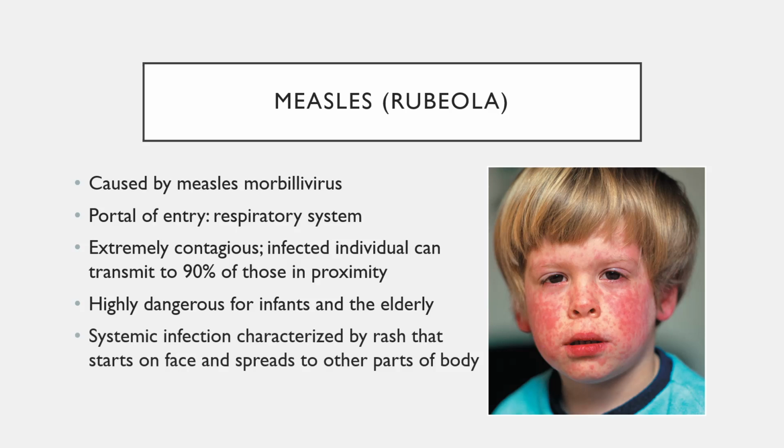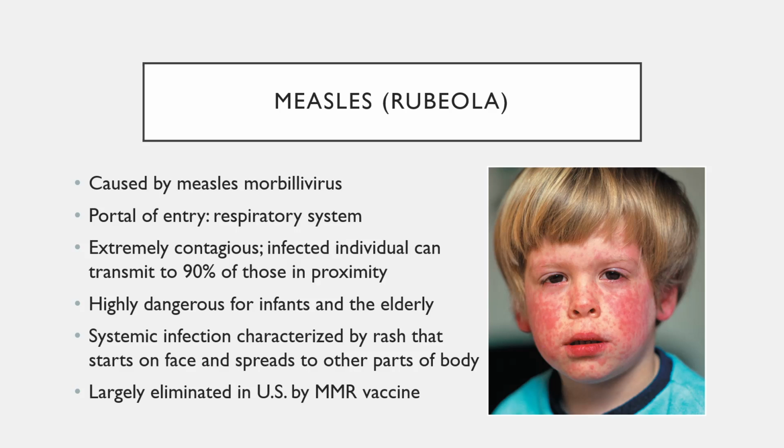Systemic infection is characterized by a rash that starts on the face and then spreads to other parts of the body. In the United States, measles has been largely eliminated through the MMR vaccine. Measles, mumps, and rubella is what that vaccination's abbreviation stands for. Although there have been pockets of vaccine resistance in the United States that have led to a resurgence of measles in some areas in recent years.